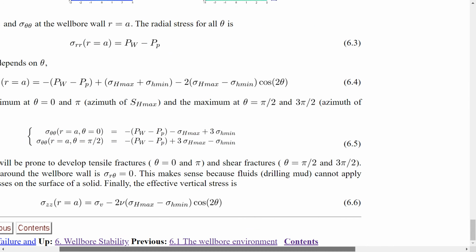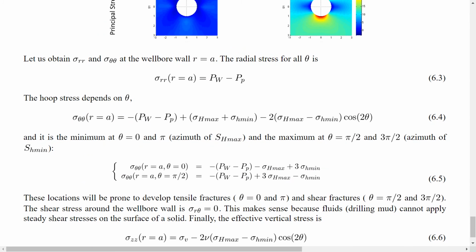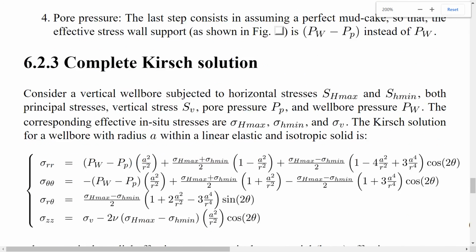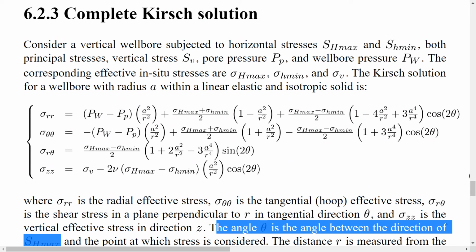Okay, so now we need to solve the Kirsch equations, but now we're going to do that at the wall of the wellbore. In order to do that, in this long equation there is a variable r, and we're going to replace the variable r by a. When you replace r by a, notice that here, for example, this is just going to be 1. This is going to cancel out. This is going to be 1. This is going to become 2. And therefore, all of these complex, long terms are going to simplify.